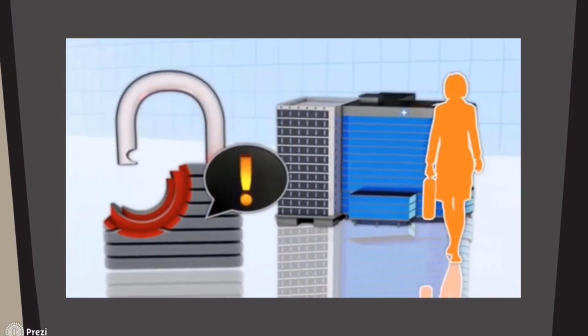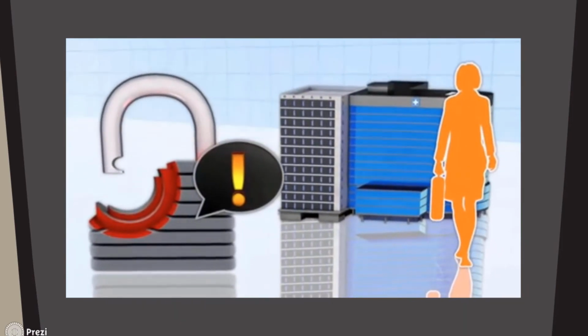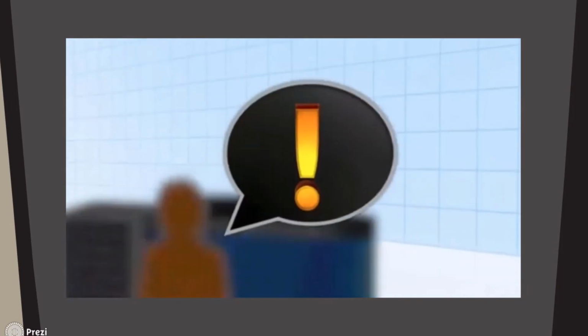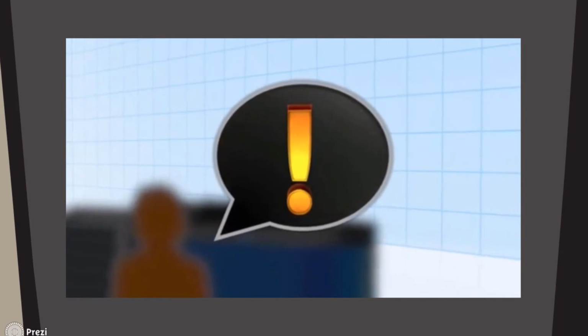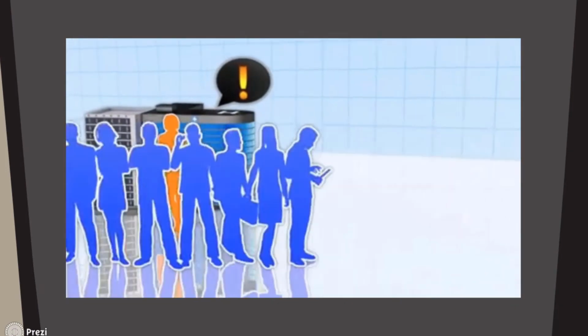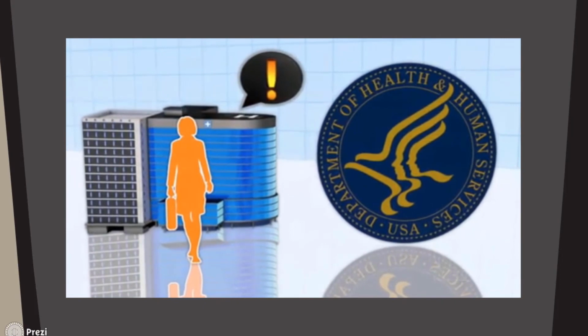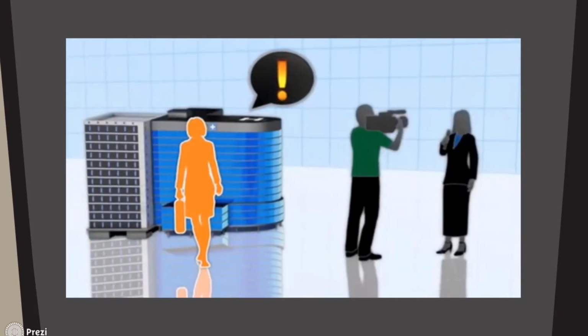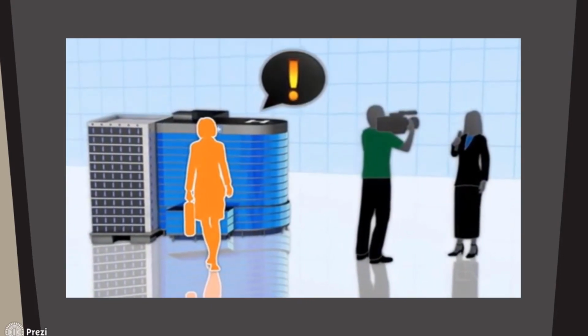The Breach Notification Rule requires that covered entities and business associates must provide notification of a breach to affected individuals, the Secretary of the U.S. Department of Health and Human Services, and, in certain circumstances, the media.